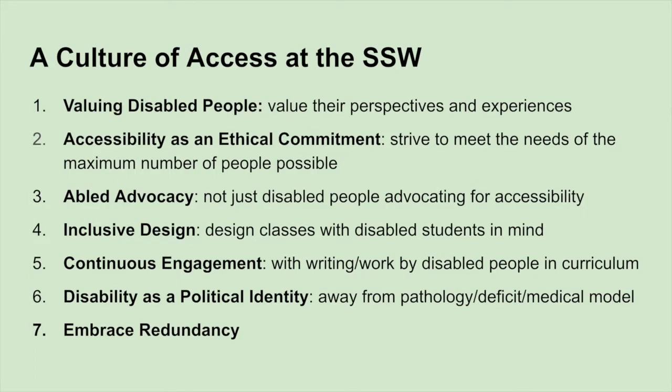We want to ask you all to dream with us for a second. What would a culture of access look like at the School of Social Work? Valuing disabled people. Instead of viewing disabled people as burdens, we should actively want them in our classes. They offer really crucial perspectives and knowledge, especially related to social justice. We should be actively seeking out disabled students.